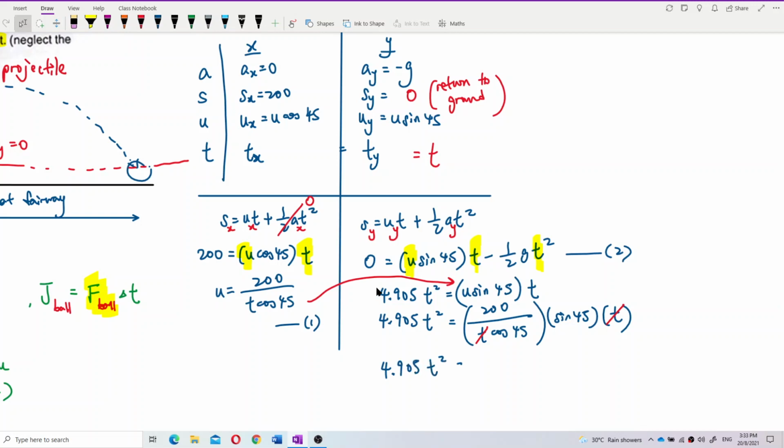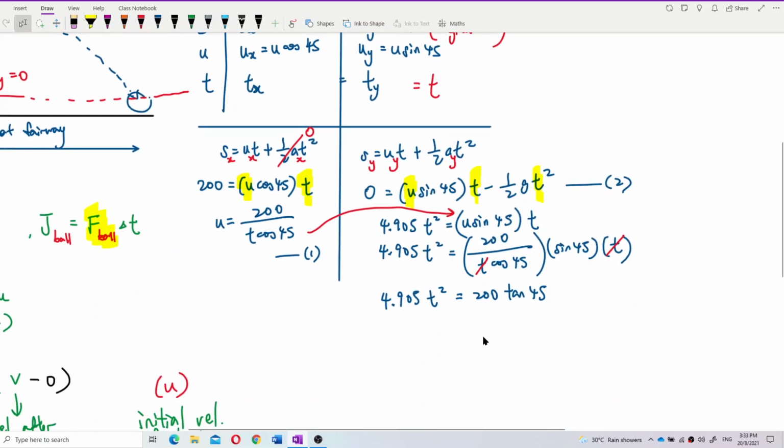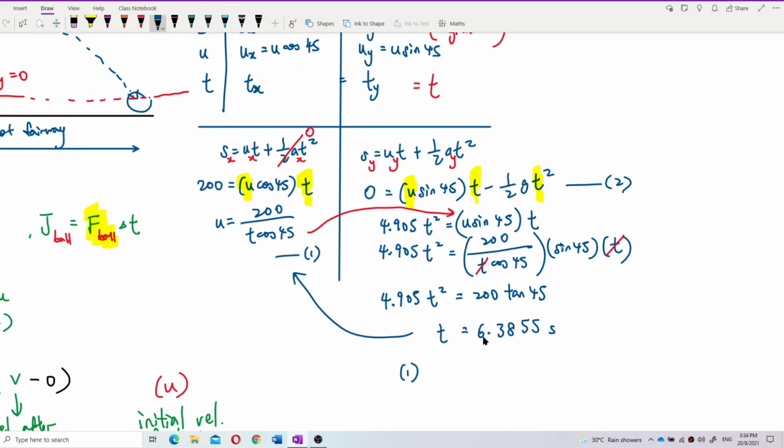So it becomes 4.905 t squared equal to 200 tangent 45. Okay, so we can find the t. Let's calculate. So the time is 6.3855 seconds. Now we can substitute this back into equation 1 and we can find the u.